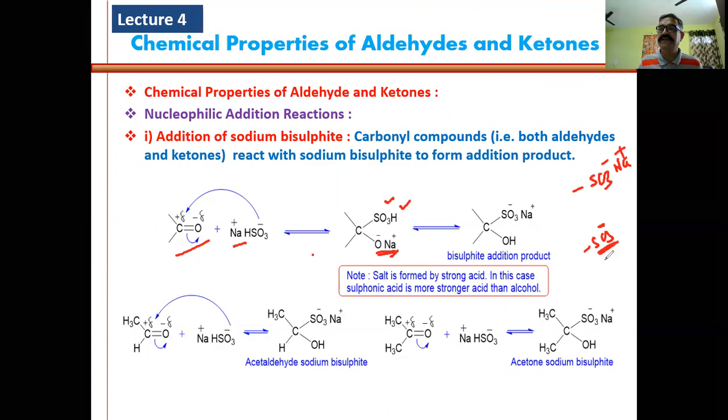It can show resonance. Dispersal of negative charge is there in it. Here the negative charge is concentrated on one oxygen. Here the negative charge will get dispersed on 3 oxygen. So this SO3H, sulfonic acid, forms more stable sodium salt. So what will happen? There will be exchange between O negative and SO3 negative. Sodium positive will move here, H positive will go here, and we get the final product. This is bisulfite addition.